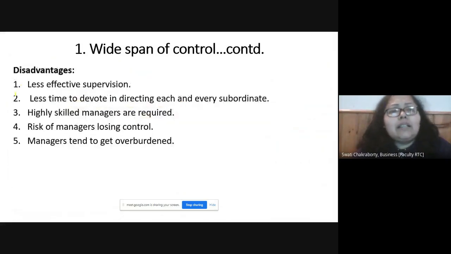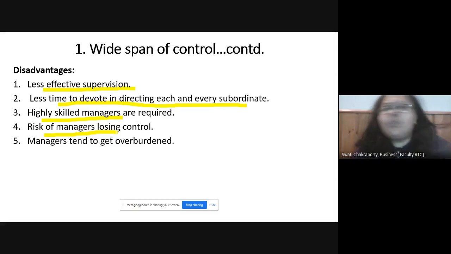What are the disadvantages? Less effective supervision, because when you have more people, you have less time to devote to directing each and every individual. It's difficult on an individual level. Micromanagement cannot happen, so in such a case you need highly skilled managers. There's always a possibility that managers can lose control over their employees, because with a huge number of employees, managers tend to get overburdened. Managing say 100 people is quite difficult compared to managing 5 to 10 people.